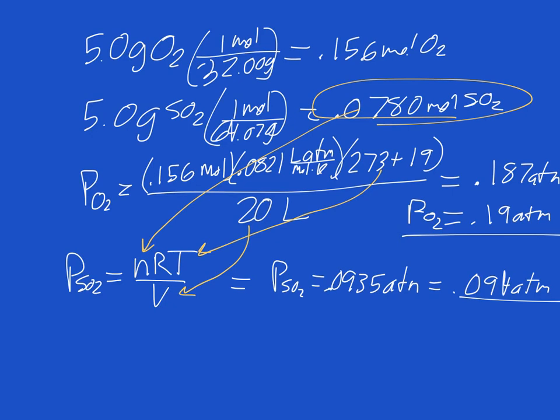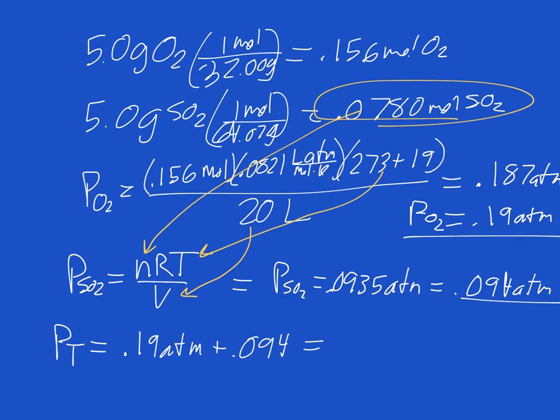Alright, so now the final part of this is we need to find the total pressure. So the total pressure, again, remember, is just the sum of the two partial pressures, so it's going to be 0.19 atmospheres plus 0.094 atmospheres. So we put the two of those together, and what we get is 0.28 atmospheres is our total pressure.